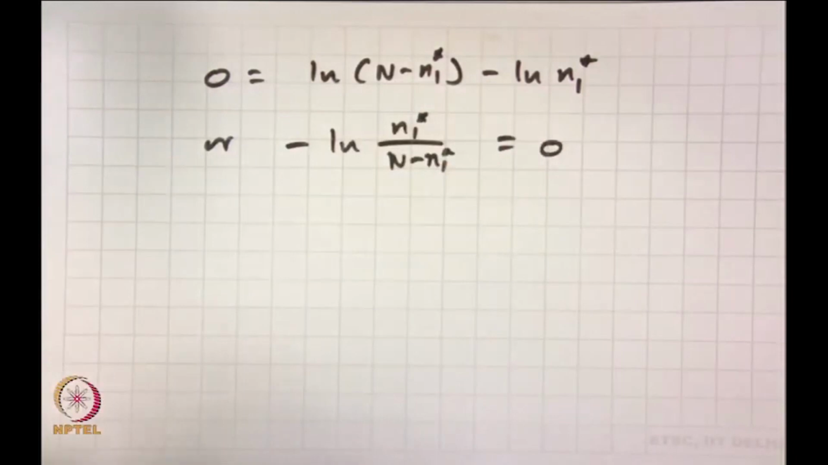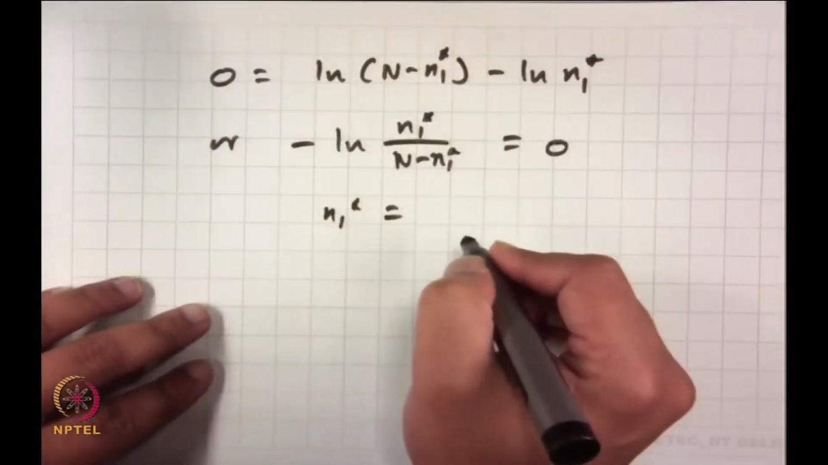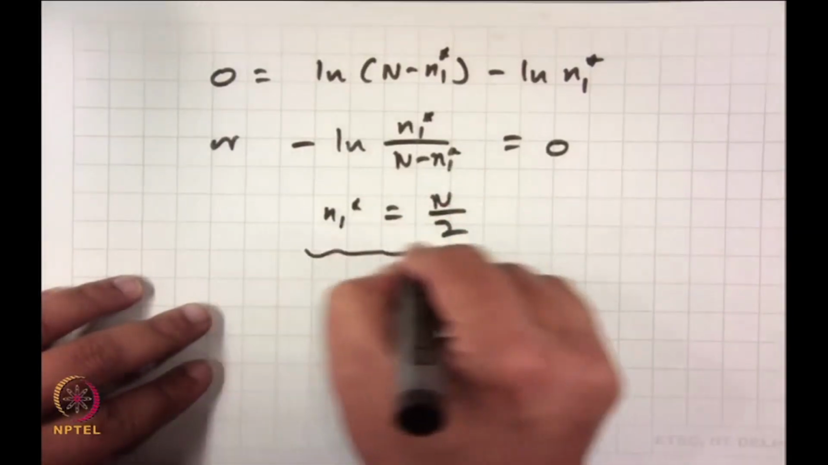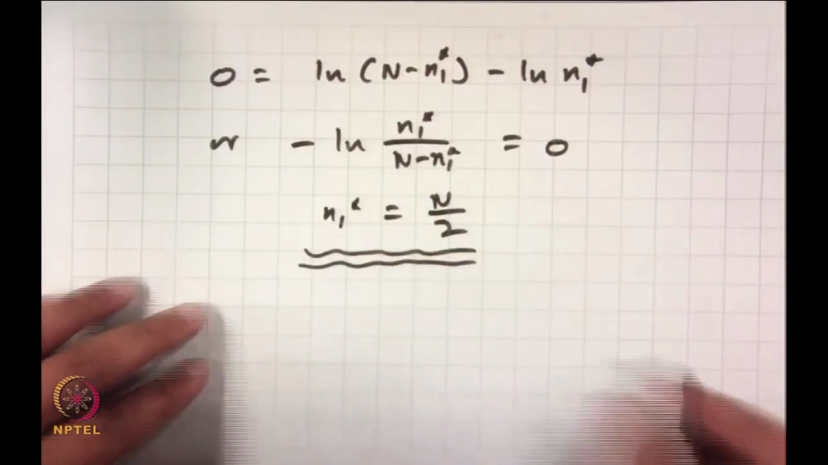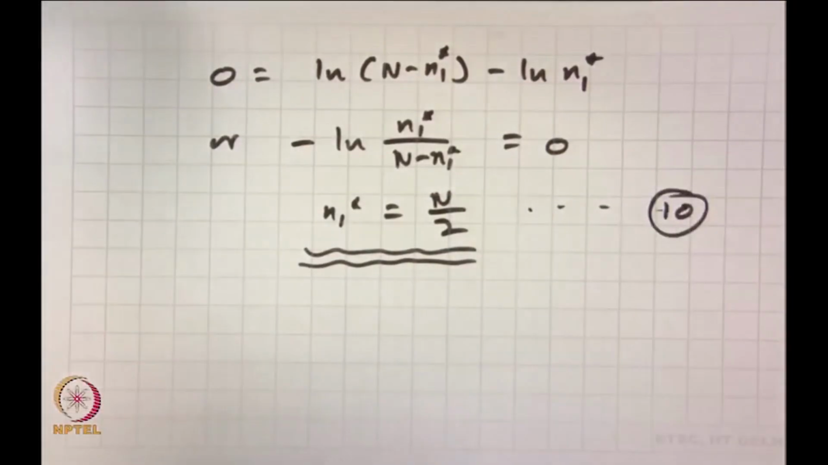From here, tell me what will n1 star be? When do you have ln equal to 0? What happens to the factor? It is 1, right? You equate it, you will get this.